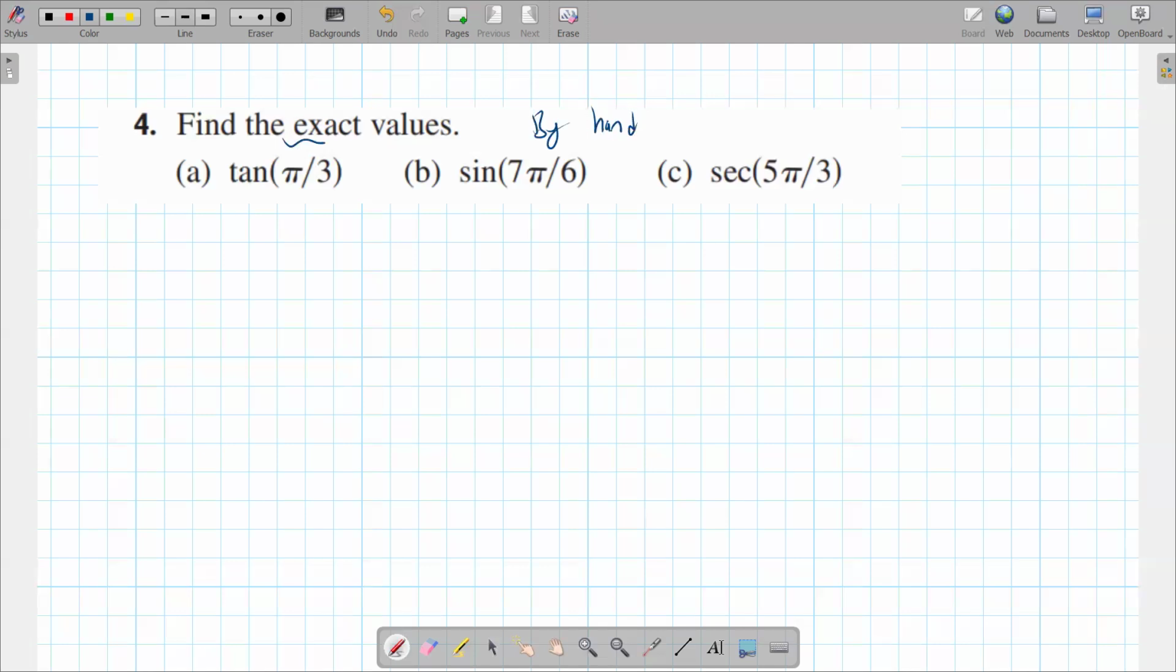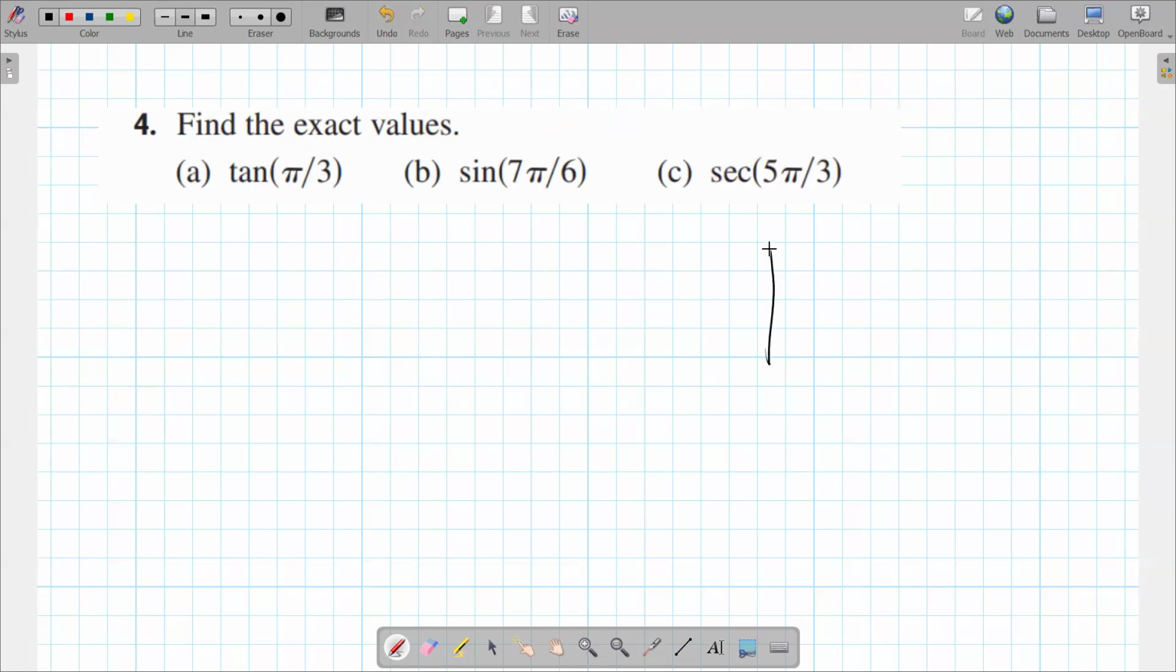Whenever you see the word exact in trig, you know it's trig because of the SOHCAHTOA ratios there. Know that it's a hand question. It's a by hand manual question. So, okay, calculator is not that useful. So how do we even start? It all depends on the special triangle.